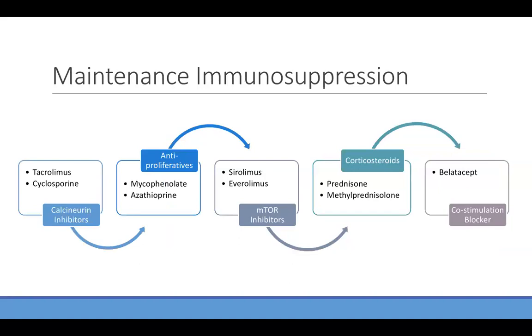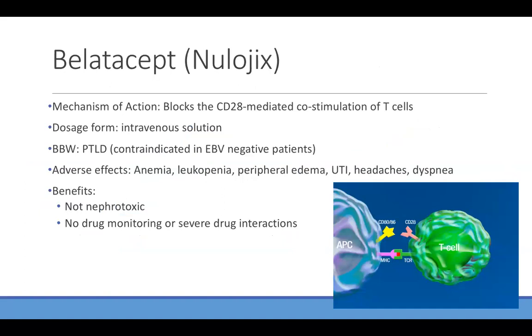The last agent that there have been some studies with in our heart transplant recipients is belatacept, and that's an option. It's a co-stimulation blocker. It blocks the CD28 mediated co-stimulation of T cells, and this is an IV, though. There's no oral formulation of this. There is a black box warning of PTLD. It's contraindicated in our EBV negative patients. So we always have to check EBV serostatus before giving this agent.